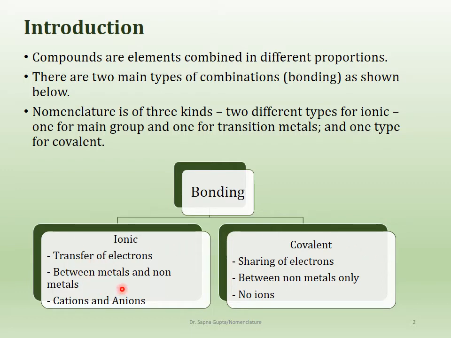Within ionic compounds, there are two different kinds of nomenclature. One is for what we call the main group elements, and the other one is for the transition metals, okay? So essentially, it becomes three different kinds of bonding, okay? Two for ionic, one for covalent. Some of the rules will be the same for ionic, but there is a different rule for transition metals, okay? All right, so that's what we're going to do.